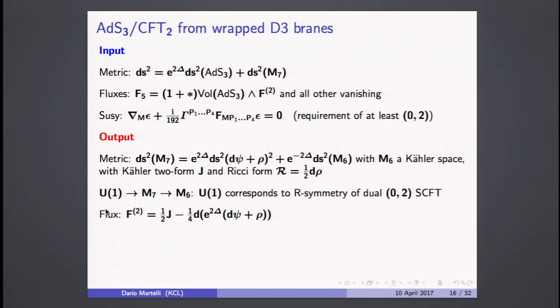You input something, and the input is a very general ansatz for the metric and for the fluxes, and then you plug them into the supersymmetry equations, and then there are some techniques, which some of you are very familiar with, to find the most general solution of these equations, right? So here, the work required at least 0.2 supersymmetry. If you require 0.1, you would get something more general. But it doesn't really matter. What we are interested in is 0.2.